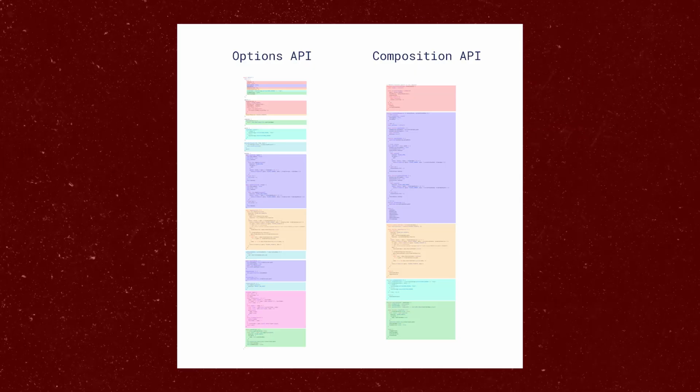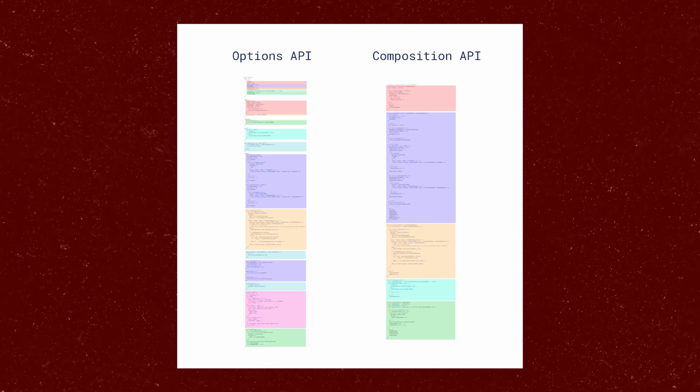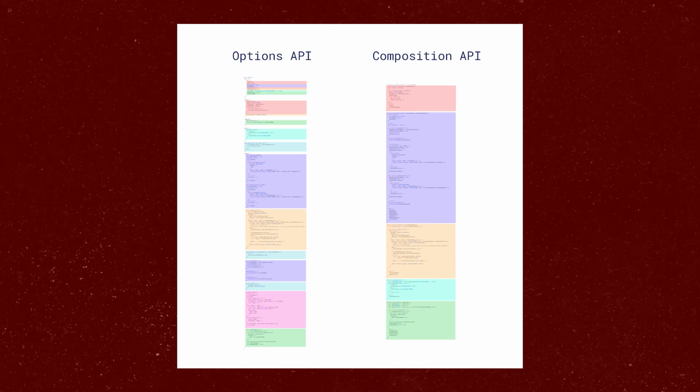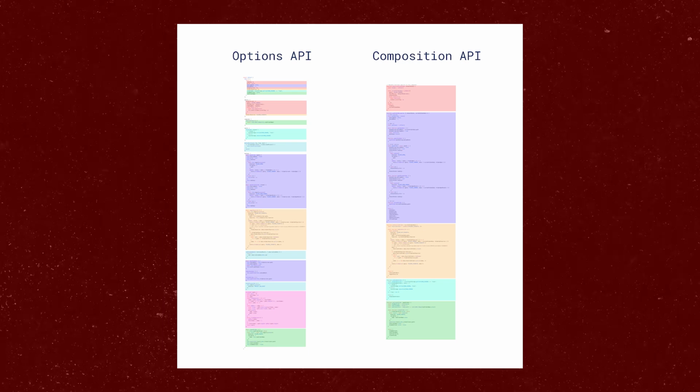Because, well, you don't know. It's not grouped together by logic, it's grouped by type. That's what the options API does for you. And that means you either have to know the code very well, you have to read through all of that, you have to remember as well. So it's an increased cognitive load if you search for a feature.